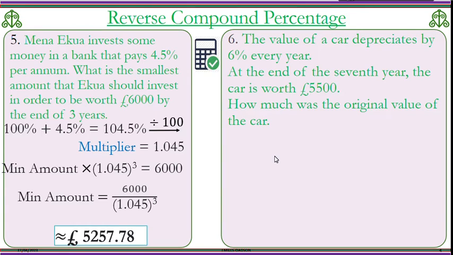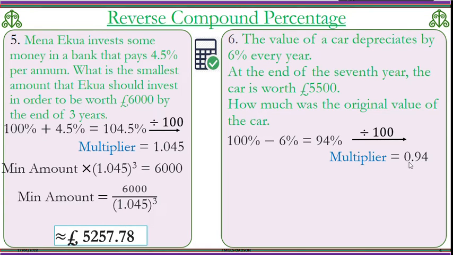Second example, the value of a car depreciates by 6% every year. At the end of the 7th year, the car is worth 5,500. How much was the original value of the car? So here we are looking for the original value, which we don't know yet. But because every year is going to decrease by 6%, our multiplier will be 100 minus 6%, 94%, divided by 100, so we have a multiplier of 0.94.